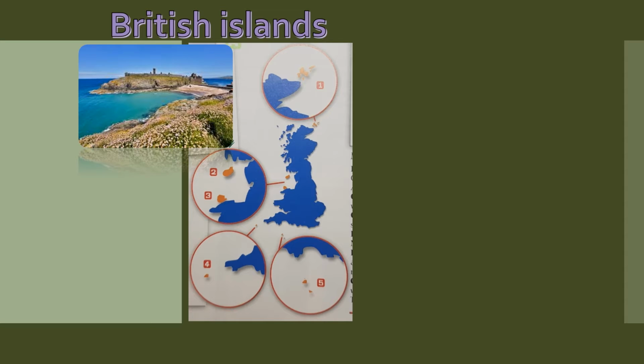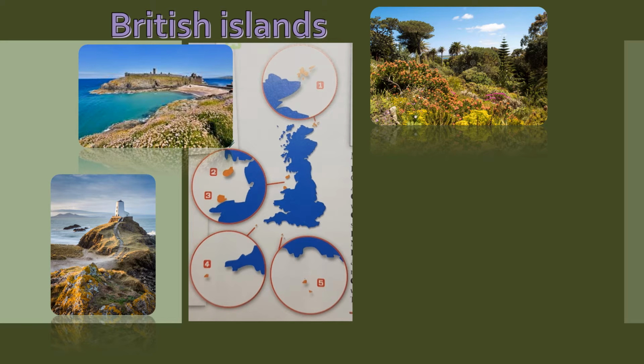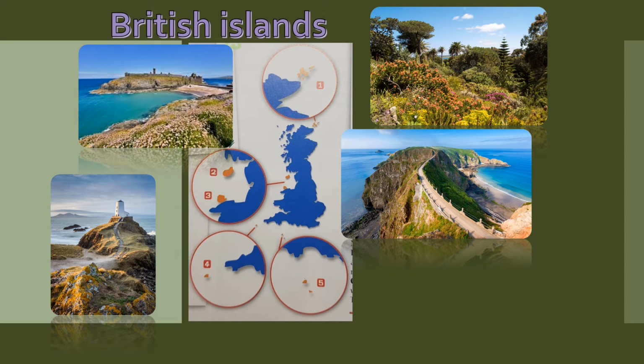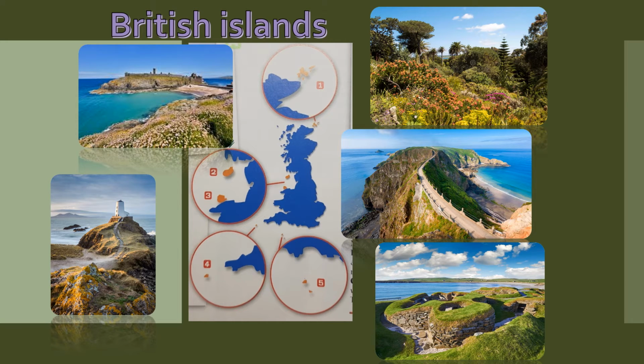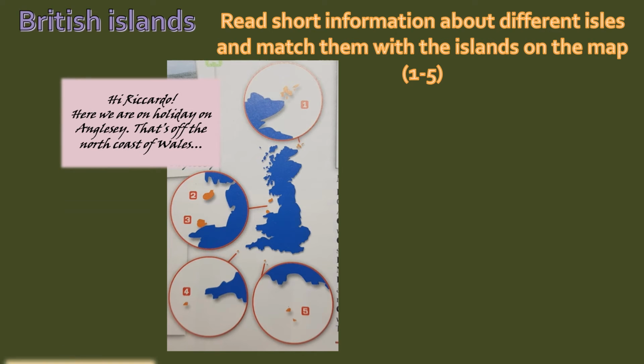Did you know that the British Isles doesn't just mean the 2 large islands of Britain and Ireland, but hundreds of other small islands around their coasts? Many of these islands are inhabited, and a lot of them are popular tourist destinations. Let's get to know more about these islands. Read short information about different isles and match them with the islands on the map, from 1 to 5.